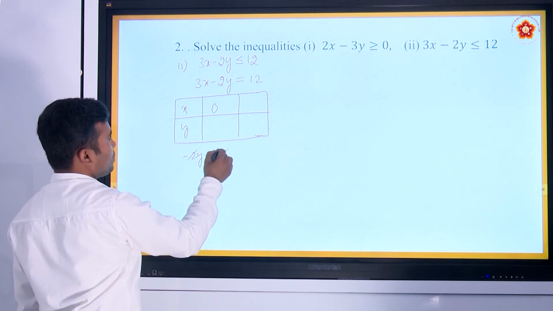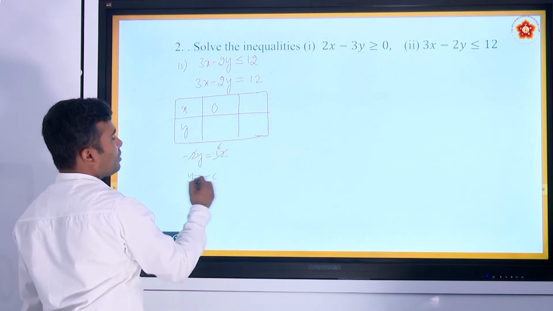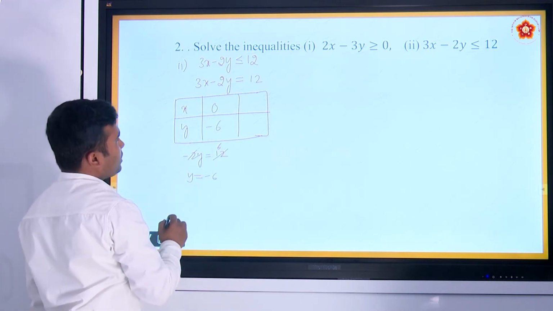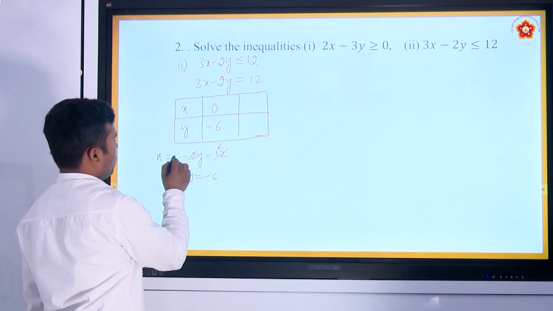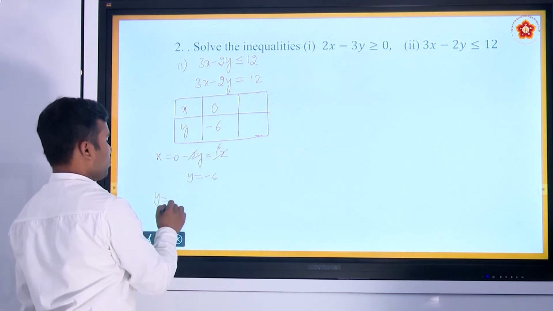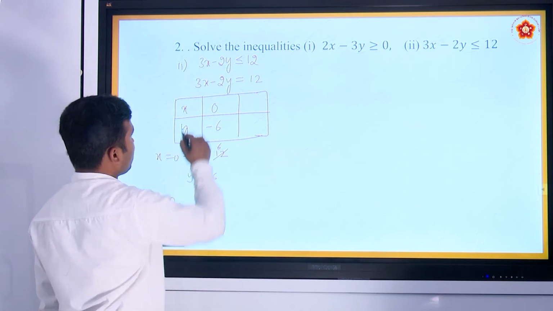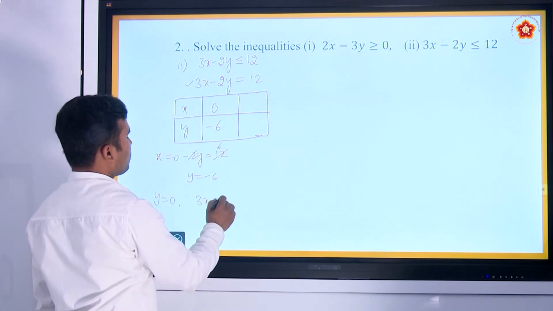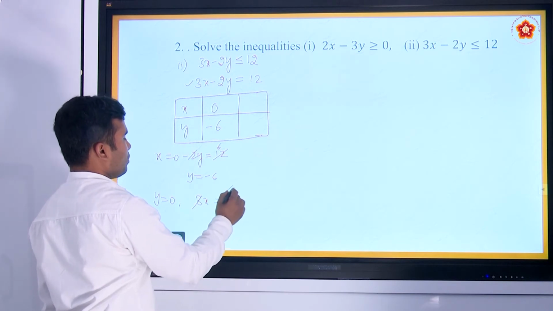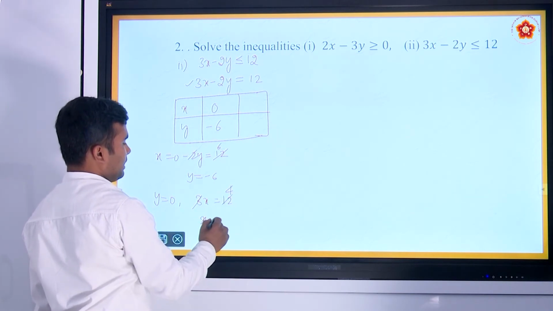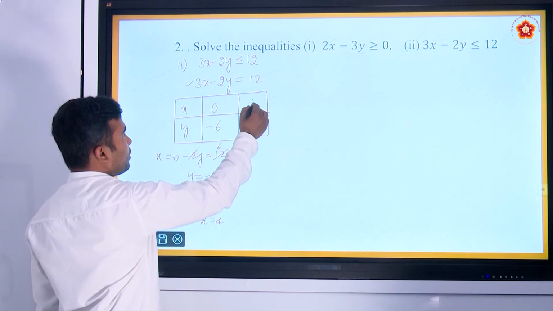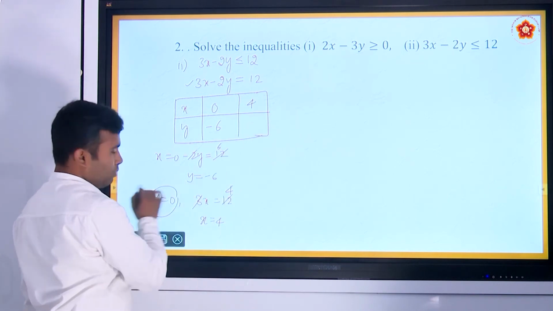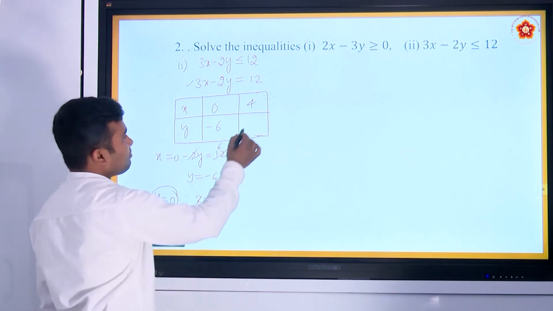2 sixes are 12. So then y is equal to what? Minus 6. Similarly, here x equal to 0, then you put y is equal to 0. If you put y is equal to 0 in this equation, you have 3x is equal to 12. 3 fours are 12. So what is x? x is equal to 4. So x is equal to 4 when y is equal to 0.